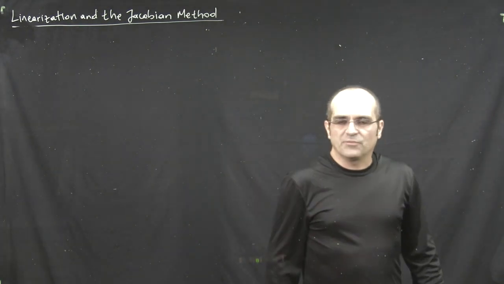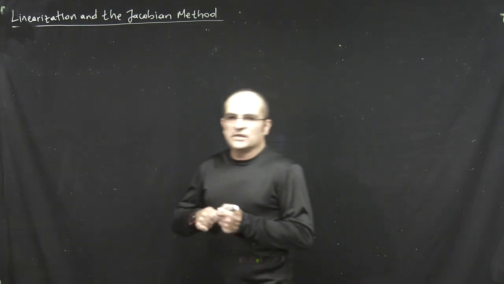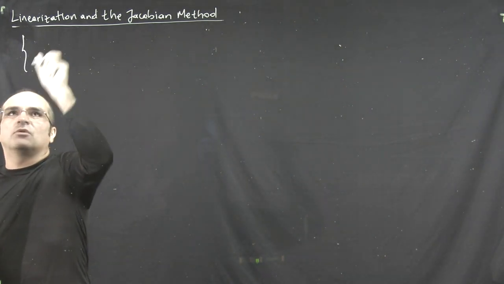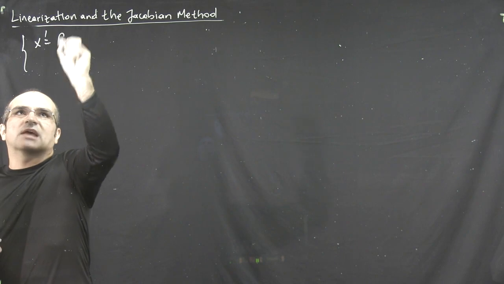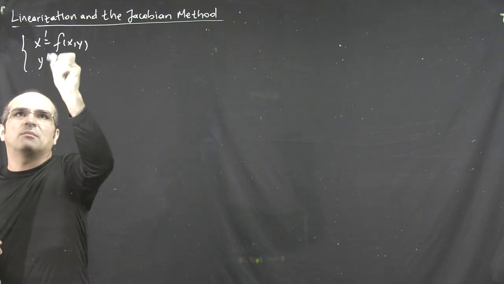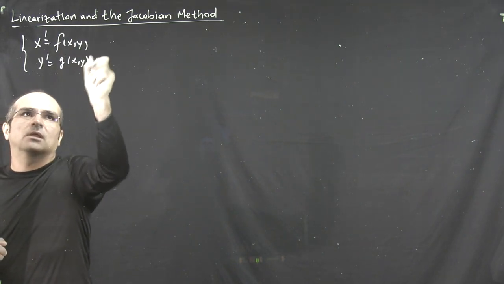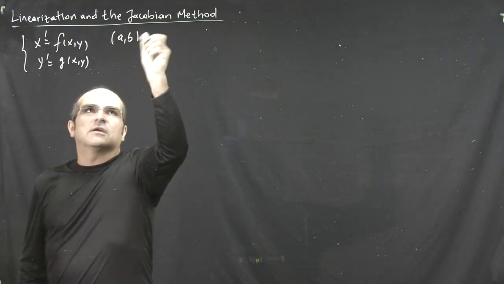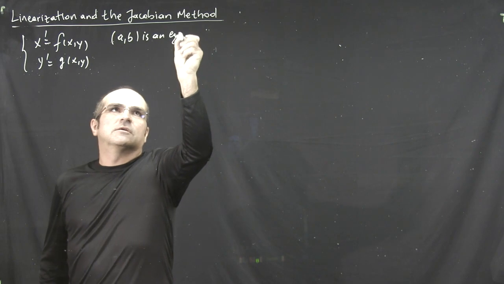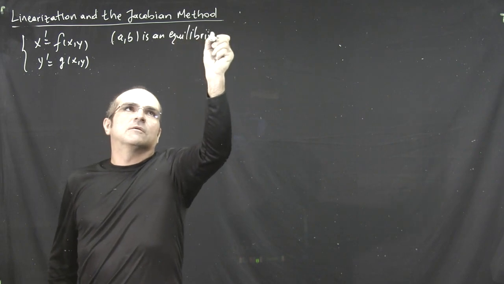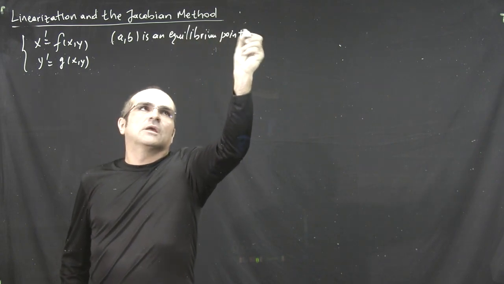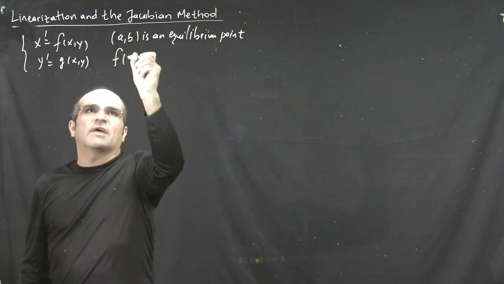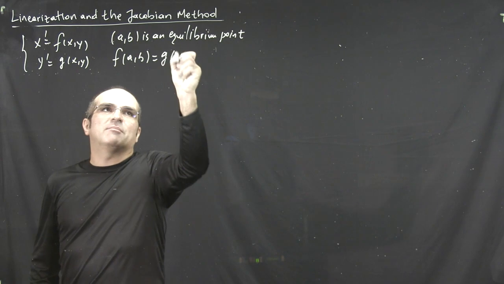All right, so let's continue. How do we do the linearization of a nonlinear 2x2 system? Suppose you have a nonlinear system, x prime equals f of x, y, y prime equals g of x, y. And suppose (a, b) is an equilibrium point, and that means f of (a, b) equals g of (a, b) equals 0.